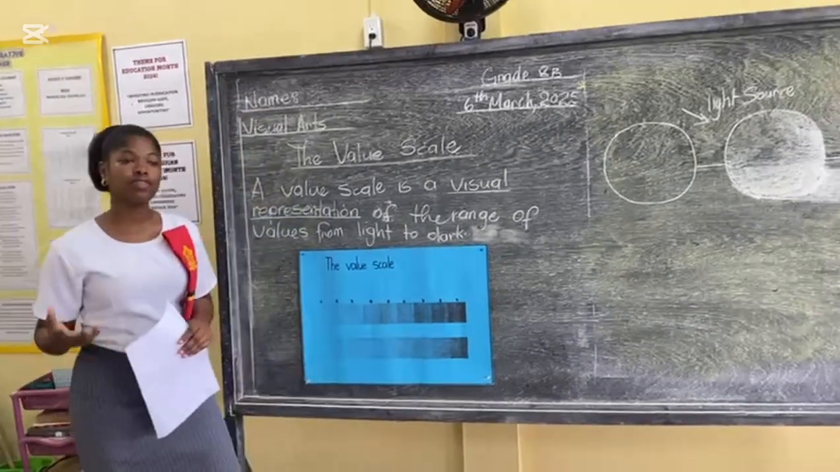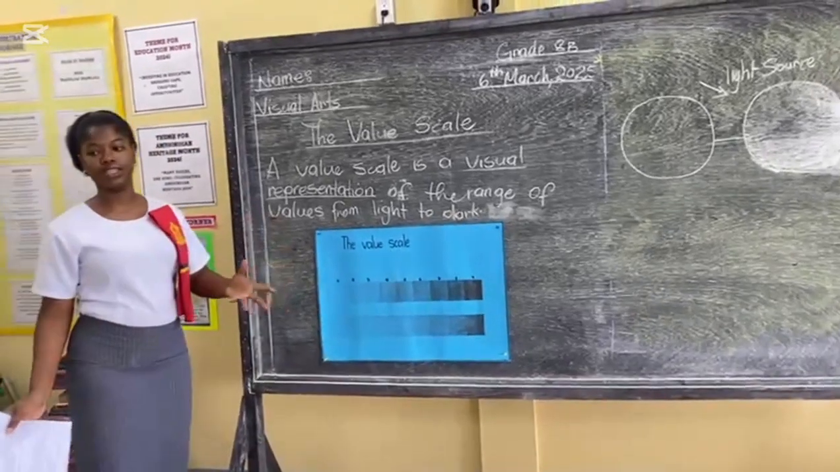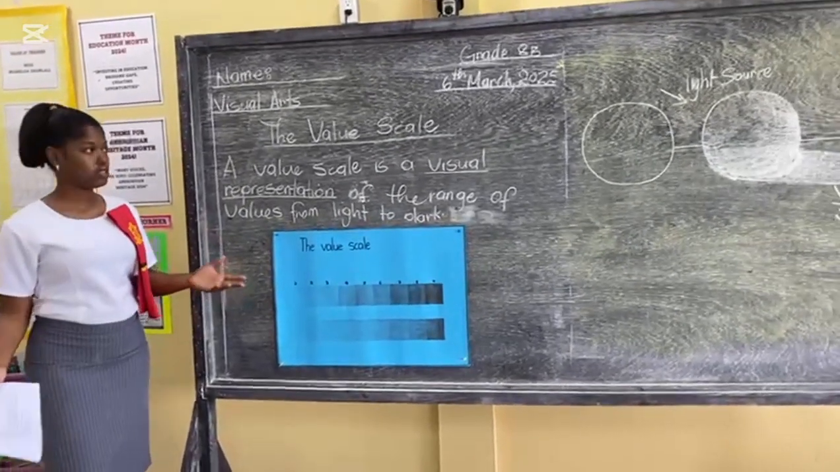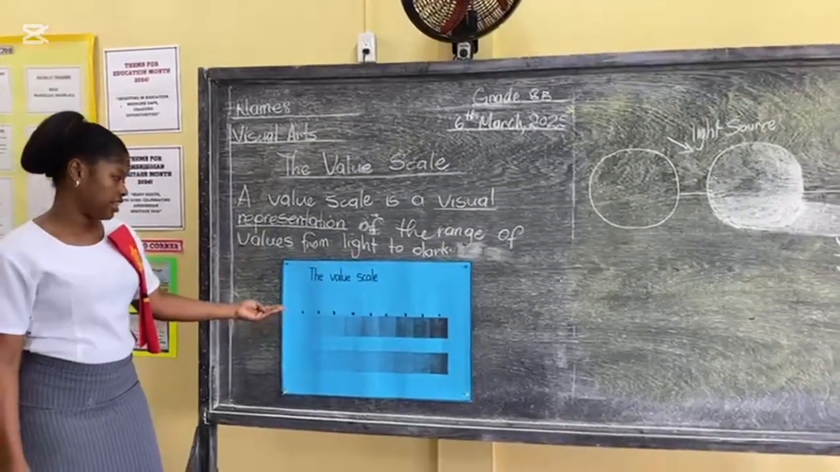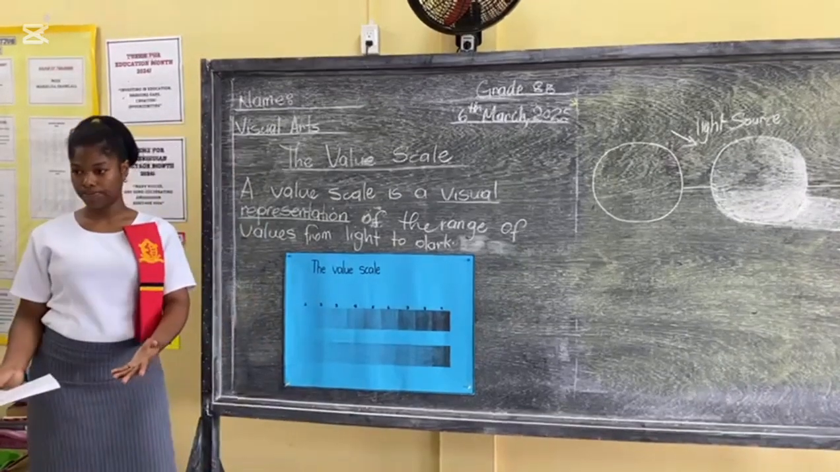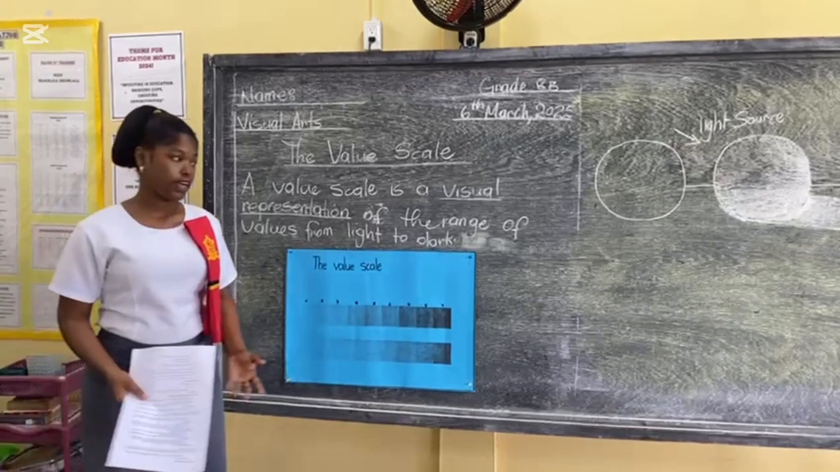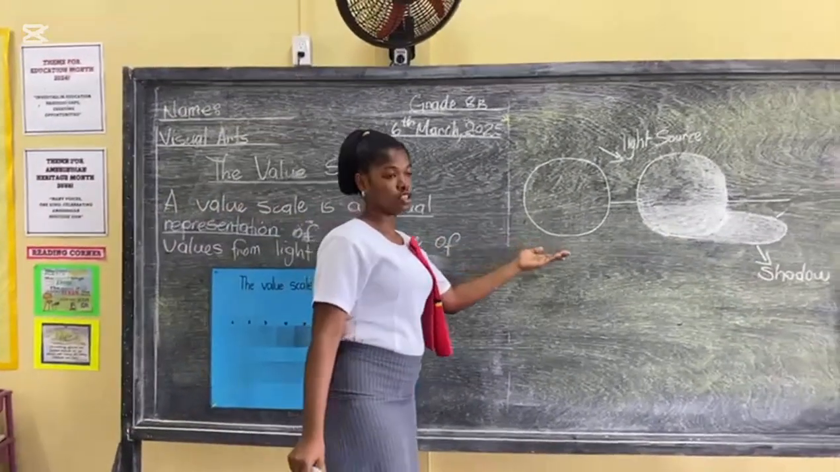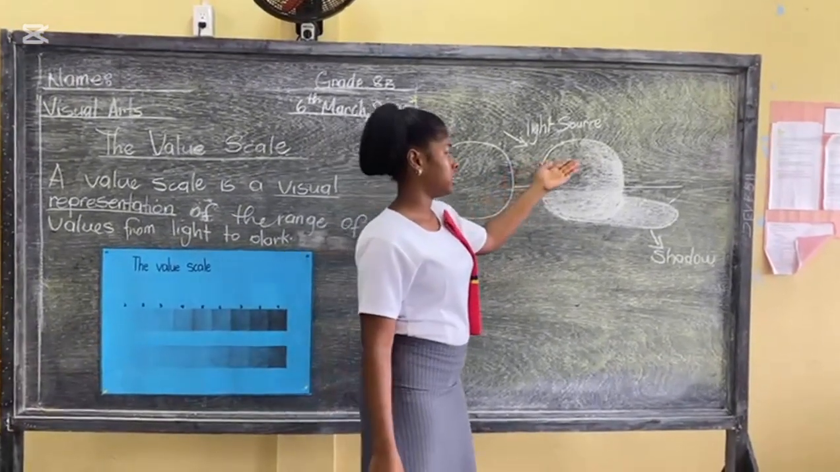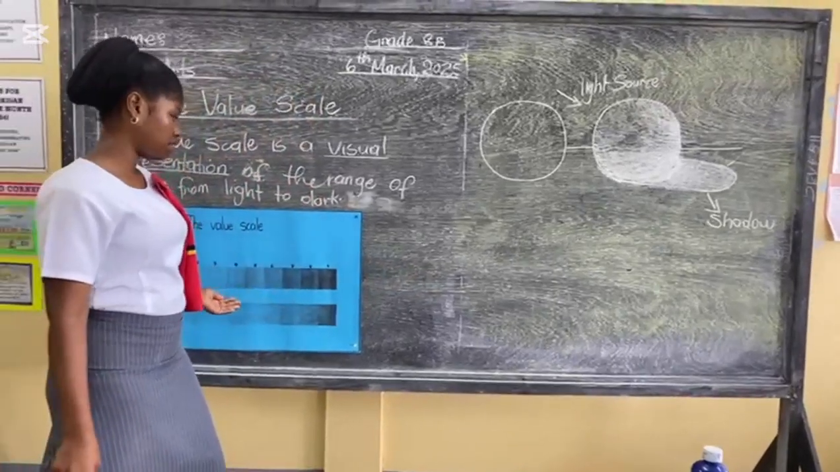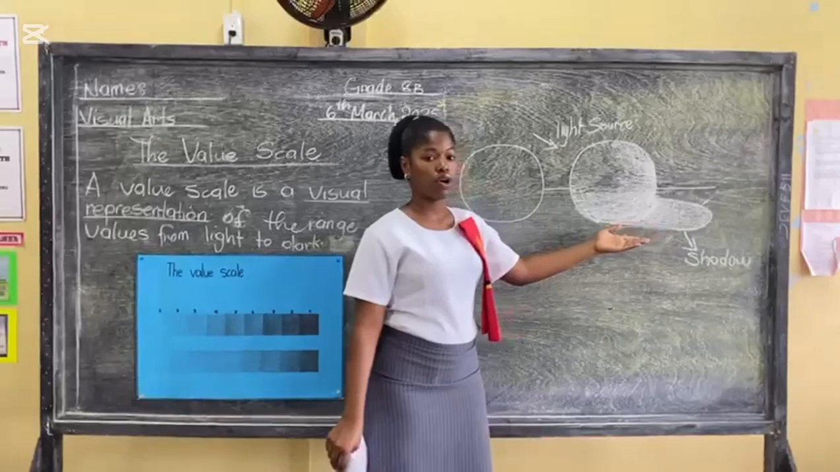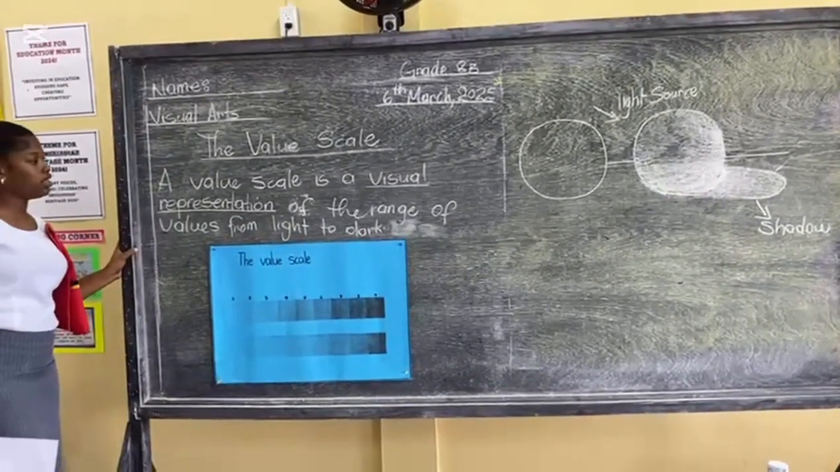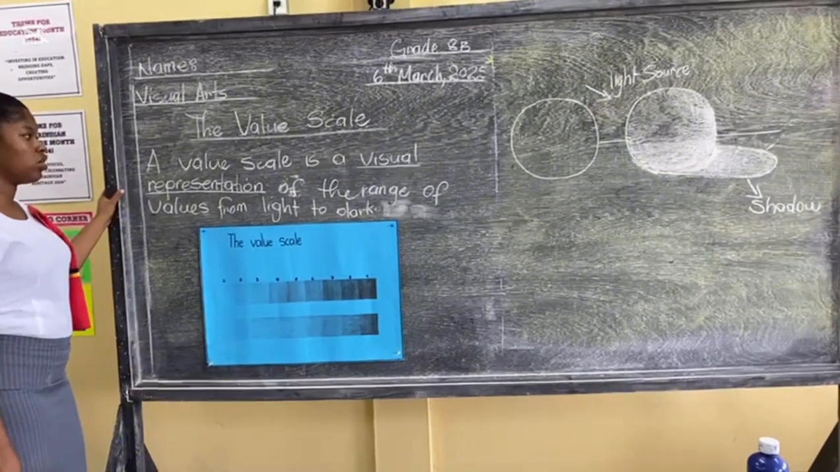Okay, class, let's recap what we've learned today. When we think back, what are the key points? What we can take away today is that the value scale helps to bring out form and helps to make your work realistic. It adds depth to your work. It adds form to your work. Likewise, we had the circle and the sphere side by side. We were able to see. Let's go back to the definition again. A value scale is a visual representation of the range of values.